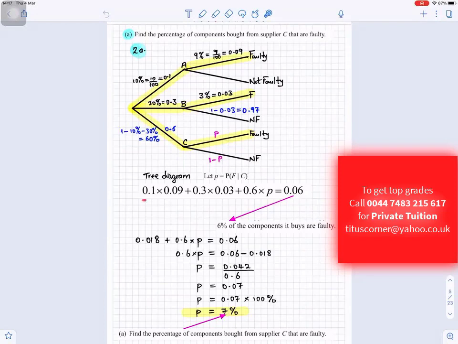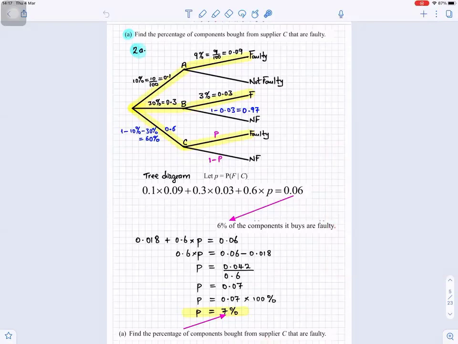When you work all of this out, you get 0.018 plus 0.6p equals 0.06. Now for 0.6p, if you move 0.018 to the right, it becomes minus 0.018. And 0.6 comes to the right and becomes divided by 0.6. You do that on your calculator and you get p to be 0.07. To change to a percentage, you multiply by 100%, which gives you 7%. It says find the percentage of components bought from supplier C that are faulty. We would say it's 7%.